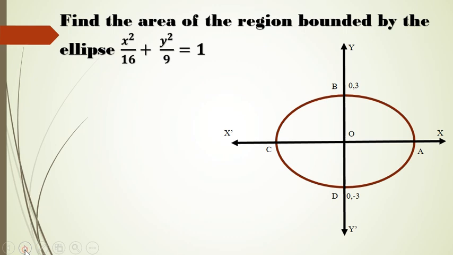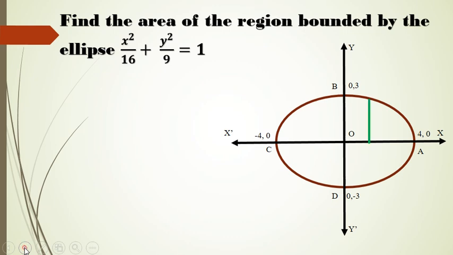Next, when we put y equal to 0 then x square will be 16 and x will be plus minus 4. So when x equal to 4 then y will be 0 and this is the coordinate of A. Similarly, when x equal to minus 4 then y will be 0. This is the coordinate of C. So there is no problem to find out the coordinates of A, B, C, D.